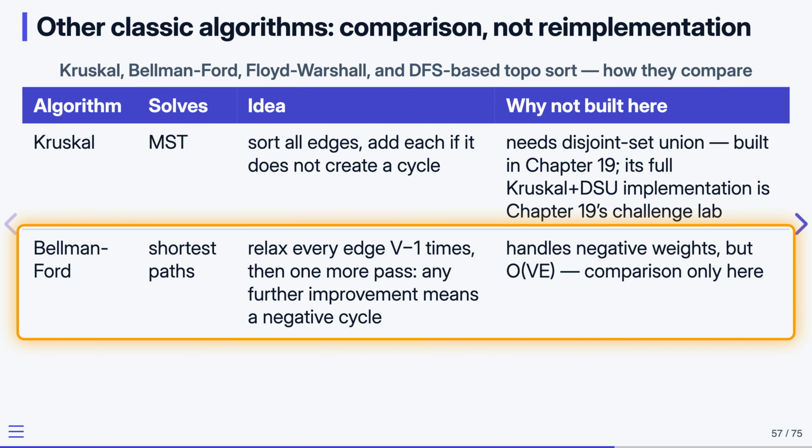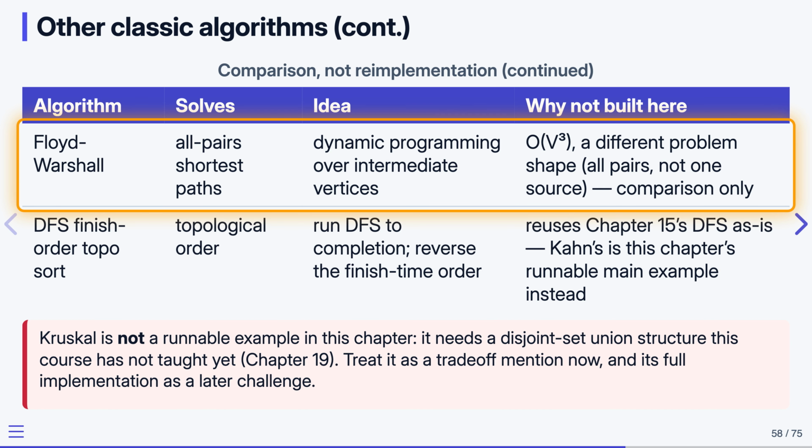Bellman-Ford finds shortest paths. It relaxes every edge, V-1 times. It handles negative weights, but it costs O(V times E), so it is a comparison only here. Floyd-Warshall solves all-pairs shortest paths using dynamic programming over intermediate vertices. We only compare it here because it is O(V cubed) and it is a different problem shape. All pairs, not one source.